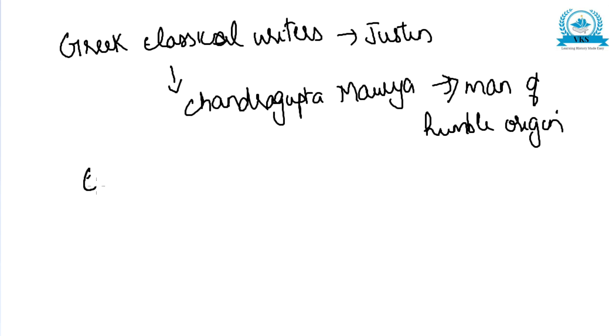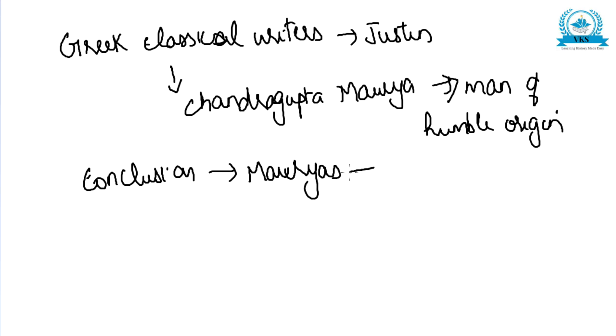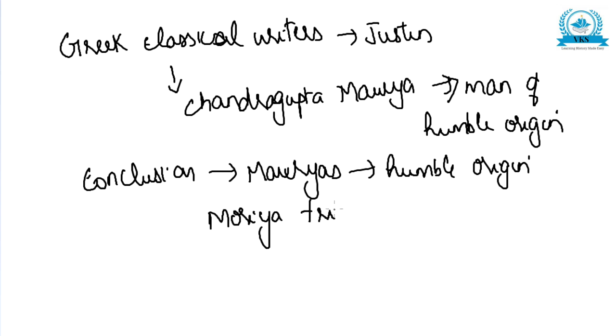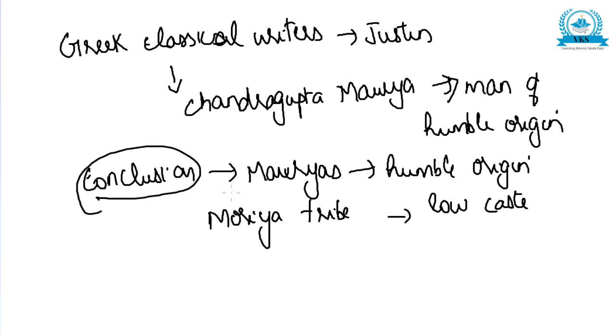And in conclusion, seeing all these theories, we can say that the Mauryas were of comparatively humble origin, and they belonged to the Maurya tribe. That is also an agreeable theory, and they were certainly coming from a lower caste. So this much we can conclude after seeing the different theories given by Buddhist, Jain and Greek classical writers. Now let us go through the points which we have studied till now.